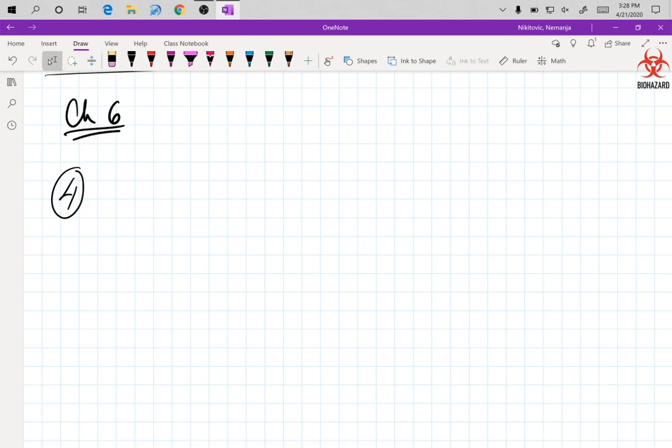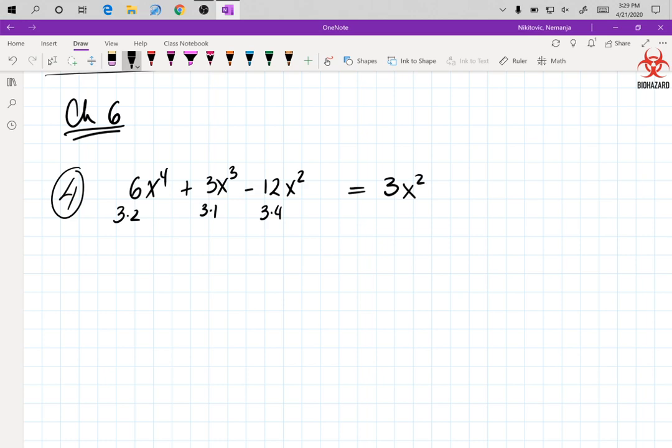It's one of the GCF problems: 6x to the 4th plus 3x cubed minus 12x squared. So when you look at this, each one of these has a 3. This is 3 times 2. This is 3 times 1, right? And this is 3 times 4. So each one of them has a 3, so we can kick 3 out. And each one of these has at least 2 x's, right? This one has 4, this one has 3, so each one has at least 2 x's. So now the question is, what are the leftovers?